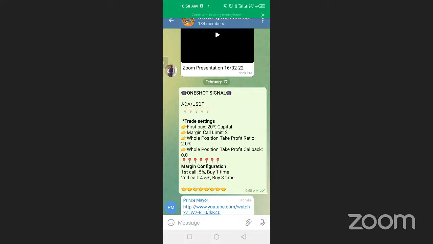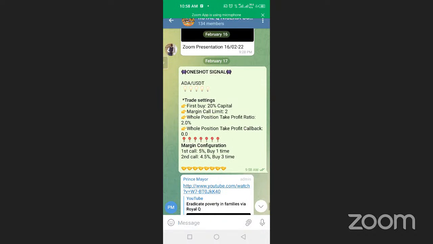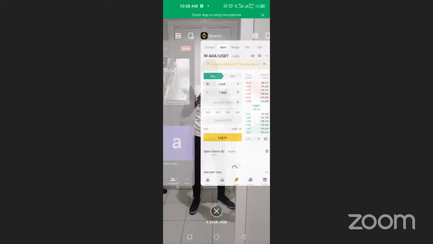And then first call 5%, and then buy one time. Then the second call 4.5, which means we are looking at a total drawdown of 9.5%. Then the second call you buy 3 times. Now, what does this signal mean? What is the interpretation of it? Just watch it. So we'll now go to the Royal Q.